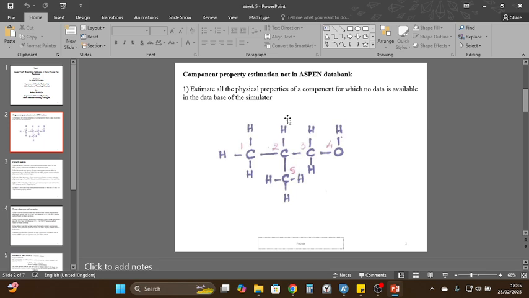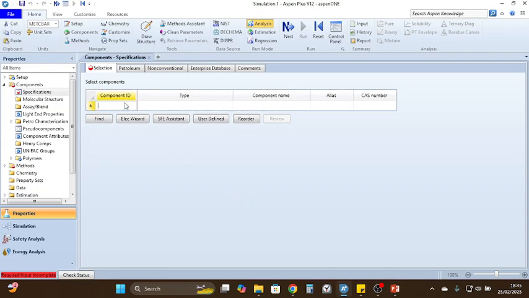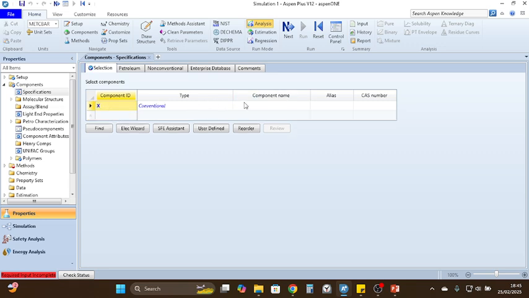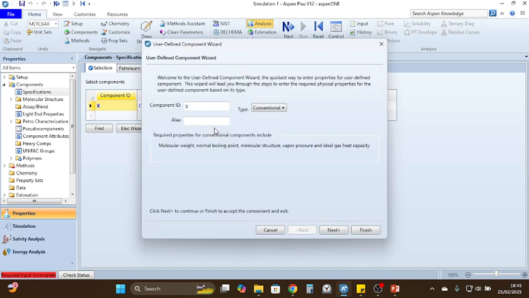So for this, there are two ways to do it. First, we give a component ID, say x. Because this component ID is not in the databank, you are not going to get any component name, alias or CAS number for this component, since you are going to define it. So now you are going to select User Defined, and in the user defined interface you can give an alias, like I'm giving my name over here, and then I'm going to click on Next.